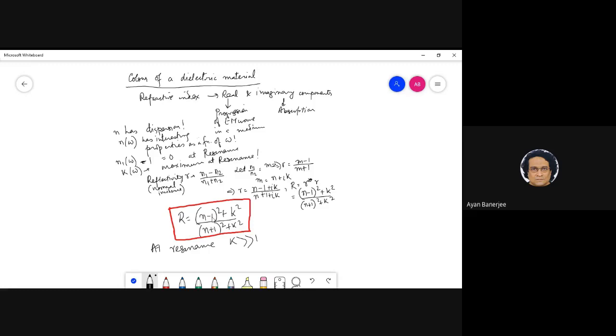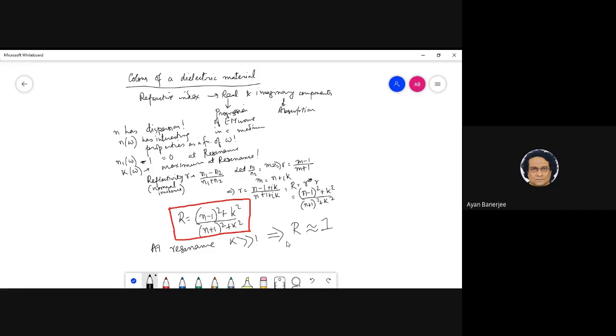Yeah, N minus 1 at resonance is zero, right? And also I can assume that this quantity is much lesser than this quantity, because anyway your N is close to the refractive index of air, basically like 1, which means that this is like whatever 4. So what does it imply? That R is very large. So this is very interesting, right? Right at resonance, you actually have very high reflectivity.